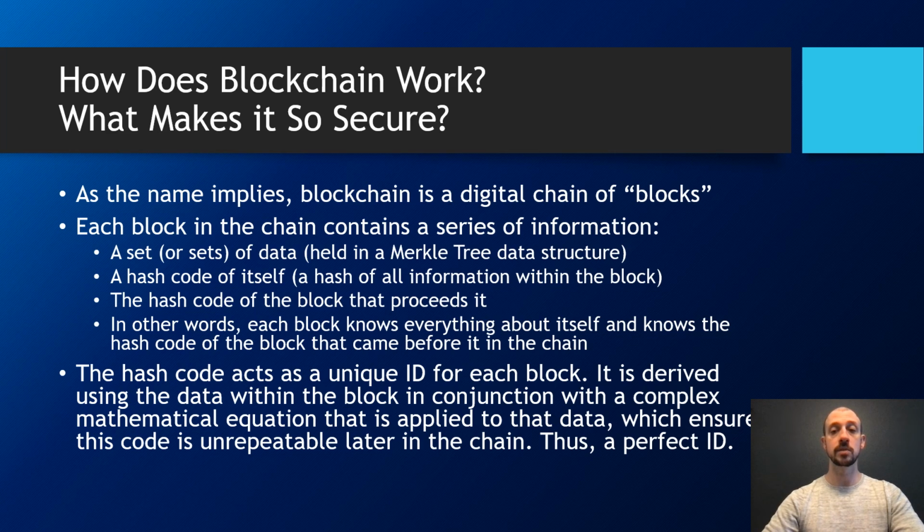Because of this, no hash can be repeated within a blockchain, and so acts as a perfect ID for each block. Any changes made within the block would therefore then change the hash itself, and because each block knows the hash of the block that came before it in the chain, any changes made to a single block must then have all hashes recalculated down the chain from that block, or the chain would fall apart. Thus, it becomes easily detectable when any changes have been made to any block.